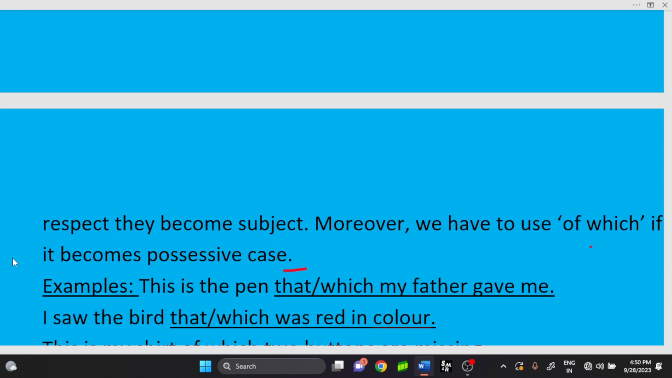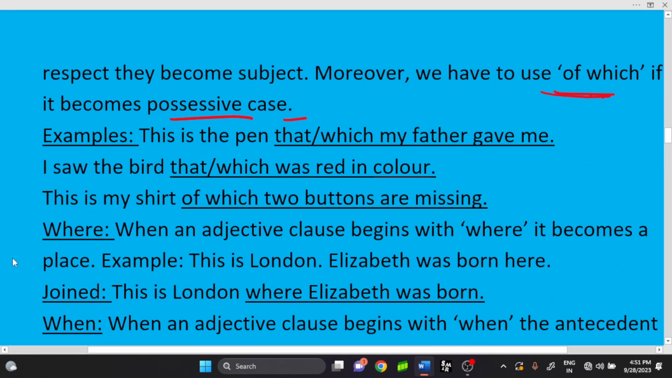Except human beings, and besides the birds or animals, we have to use that or which if it tells us that it's an inanimate object. And when it tells us that it's possessive case, then we have to use of which. There are so many examples of these kinds.